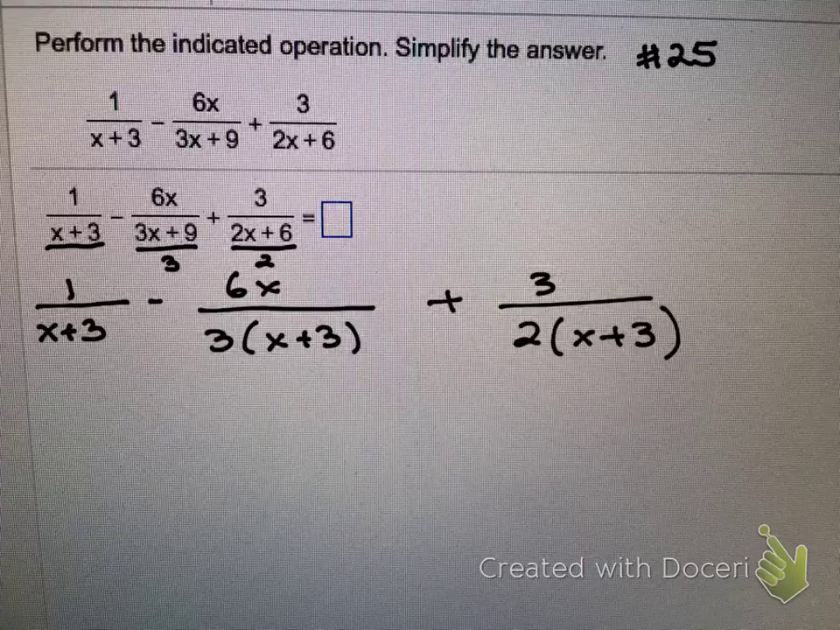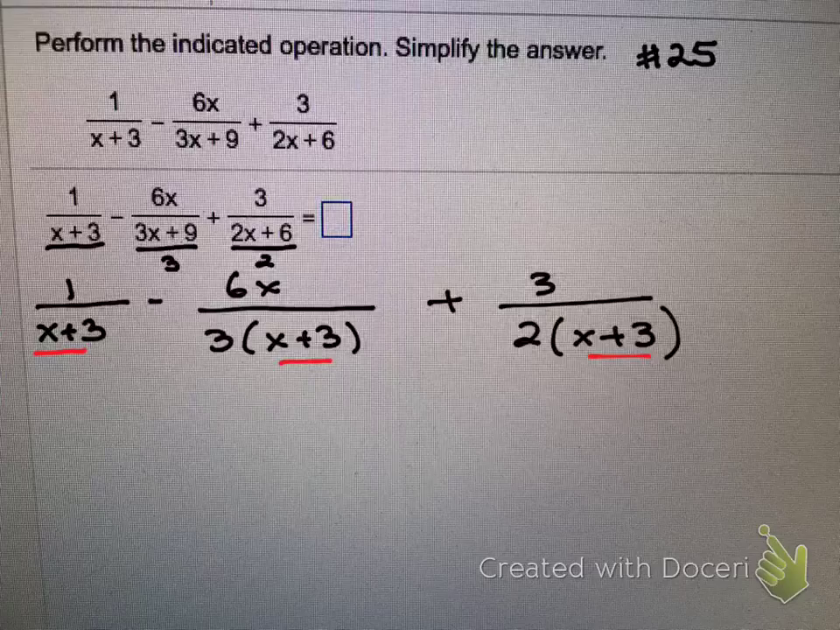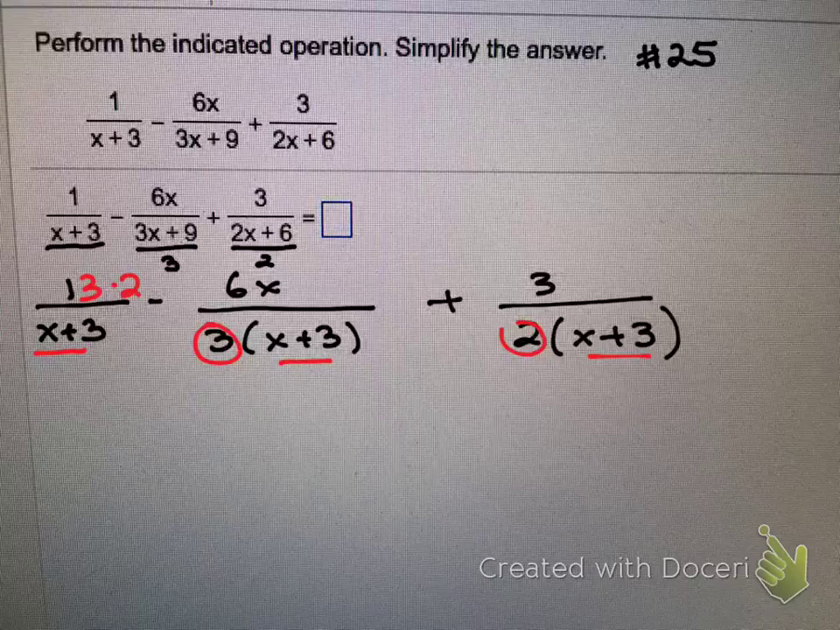So now I compare all my denominators and I see what's missing on either term. All three have an x plus 3 in common, so I'm not missing that at all, but on the first term I'm missing a 3 and I'm also missing a 2. So 3 times 2 is 6, and I'm going to multiply the denominator by 6. So that's what was missing on the first rational expression.